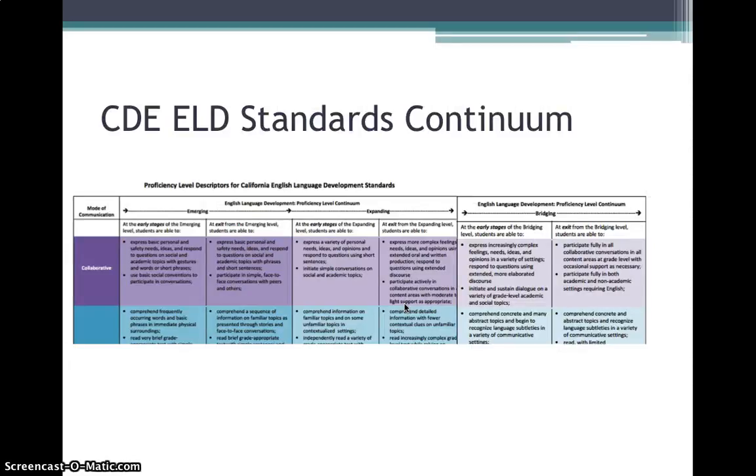Notice on the ELD standards from the California Department of Education website that the proficiency level continuum begins at early emerging and progresses to exiting emerging. It continues into early expanding and exiting expanding. Then the continuum ends with early bridging and exiting bridging.